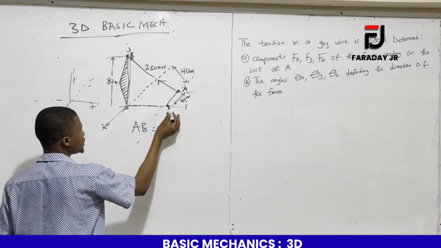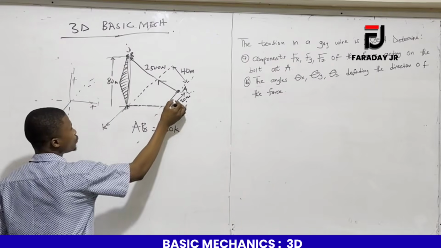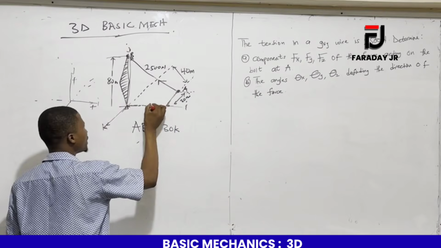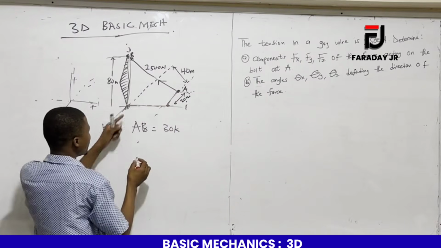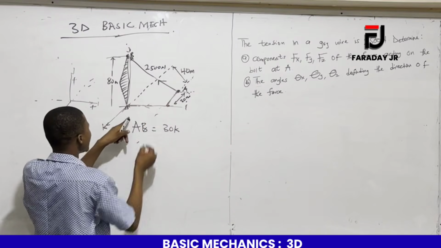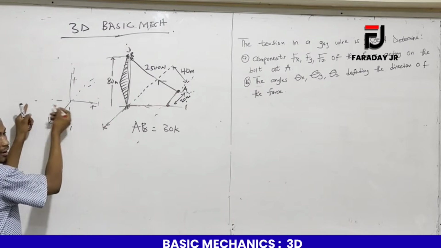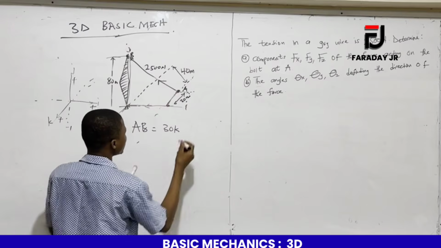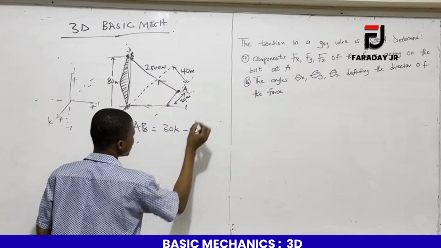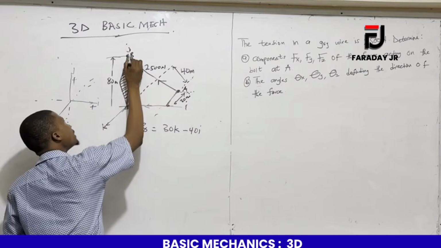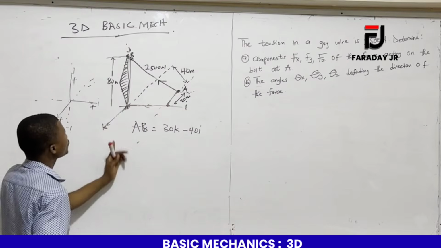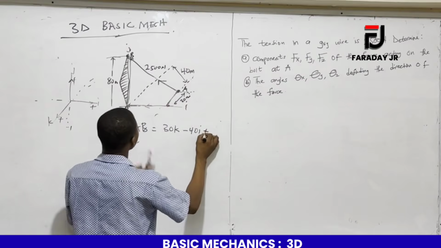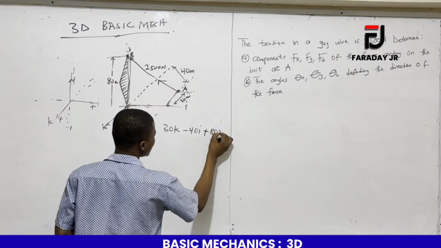And then after that, we move from this side to the center. Moving to the center, we are moving in the opposite direction to the direction we set. That means it's going to be negative. So we have minus 40 I. And then after that, we can also move here, in the direction we set, which is positive. So we are going to get plus 80 J. Thank you.